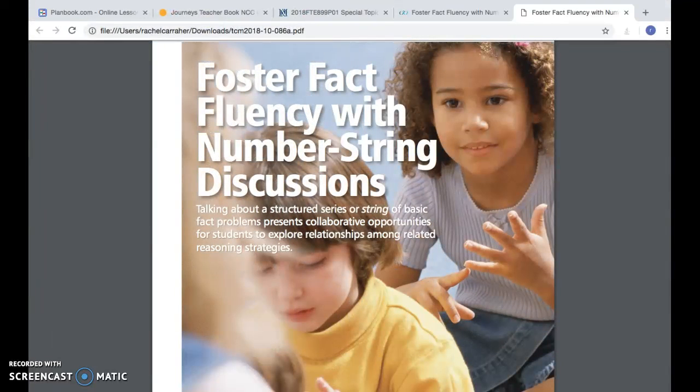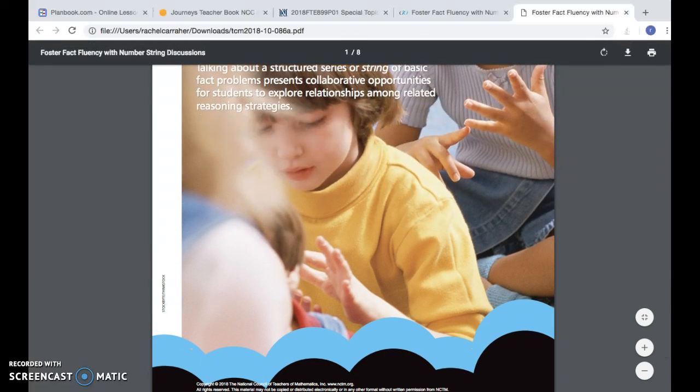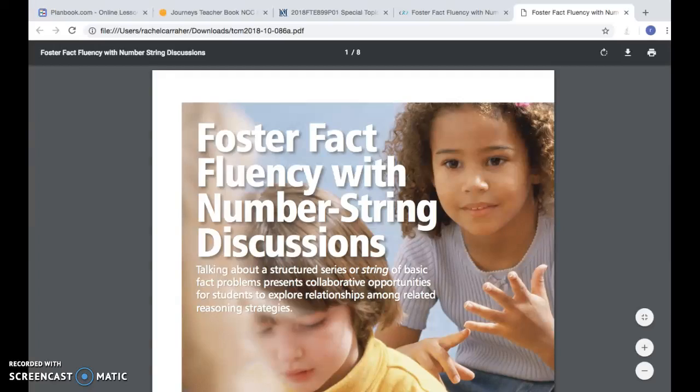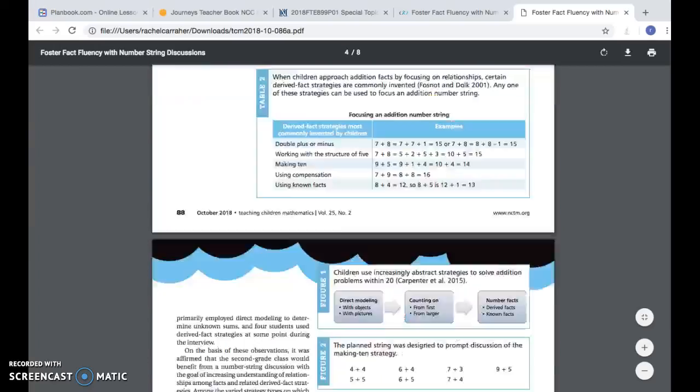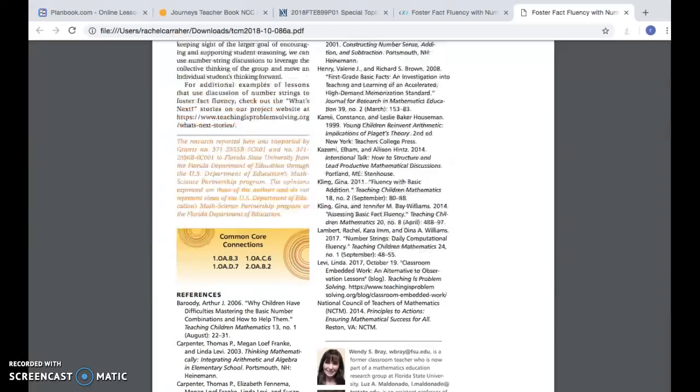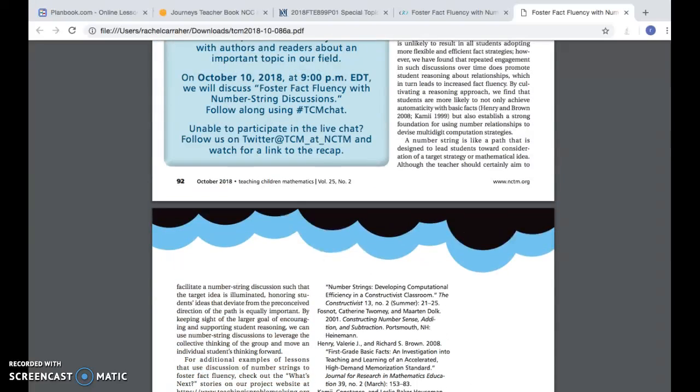The article I chose for this week discusses fluency with numbers during discussions. So I'm going to first start off with how they ended this article, and I found this to be very important.